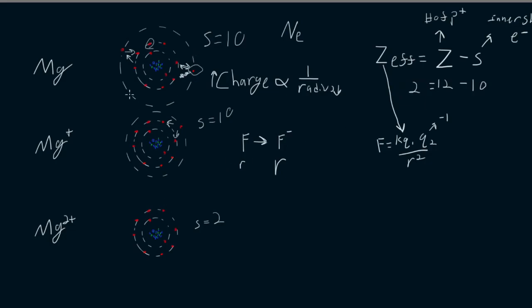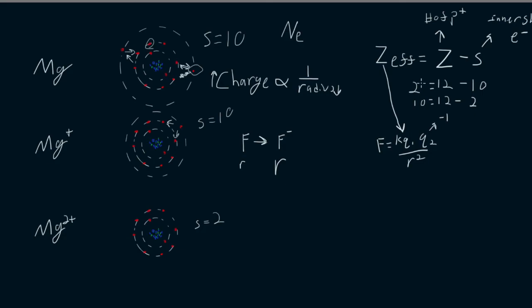When I lose these 2 electrons and go to magnesium 2+, what does my effective nuclear charge become? Well, I still have 12 protons, but now I only have 2 inner shell electrons. And so I'm going to have an effective nuclear charge of 10. So we could say there's a lot more of a force pulling these electrons in.